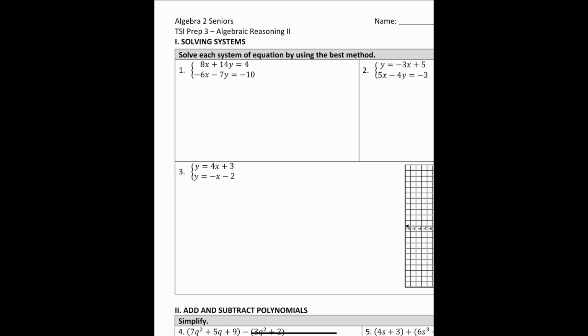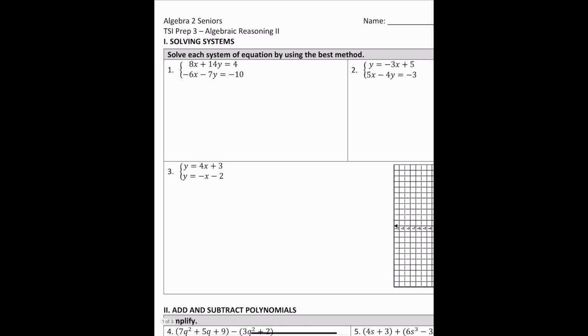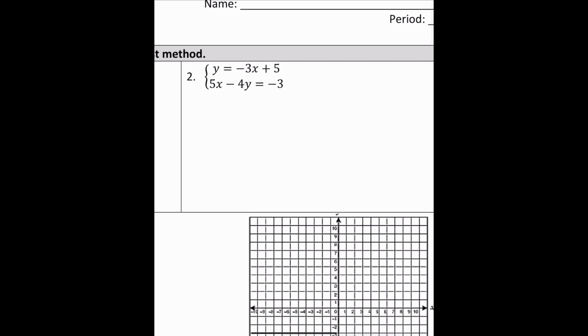All right, so for our first part, we're going to be solving systems. So remember, there are three ways to solve a system: one by elimination, two by substitution, and three by graphing. So we're going to start with number two because I think this one is easier than the other two we have here. And the reason why I think this is easy is because I can solve this system by using substitution. Notice that we already have a y equals, right? So y is equal to negative 3x plus 5.